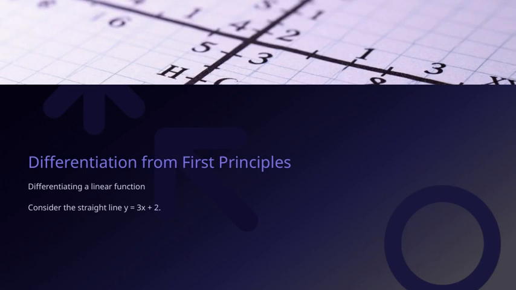Let's consider the straight line y = 3x + 2. Now, when we're differentiating this linear function, it's interesting because the slope remains constant. Differentiation from first principles is a fundamental way to understand how the slope or rate of change works at any point on the function. Essentially, we look at the difference quotient, which involves calculating how the function values change as x changes slightly. By doing this, we can see that for a straight line, the derivative is just the coefficient of x, which is 3.